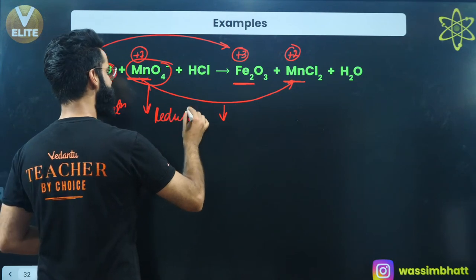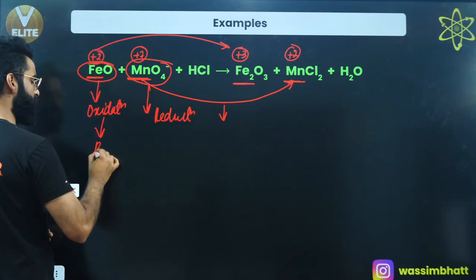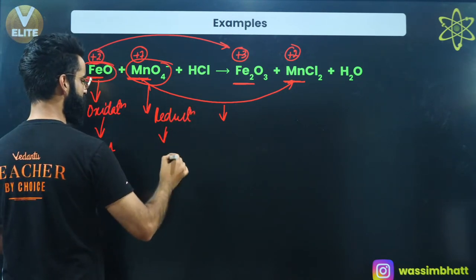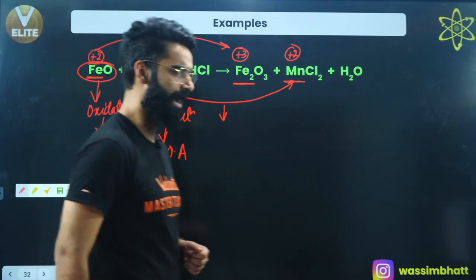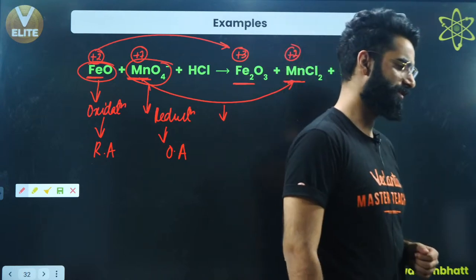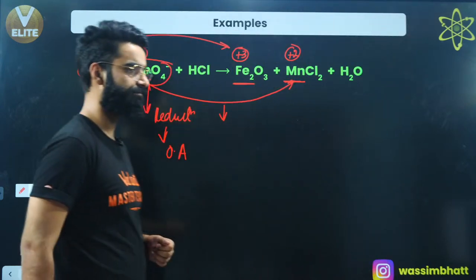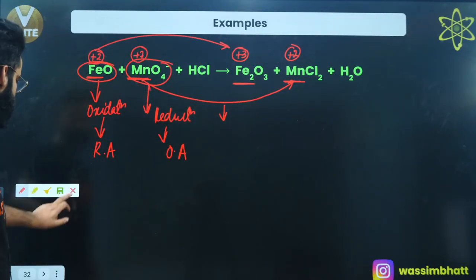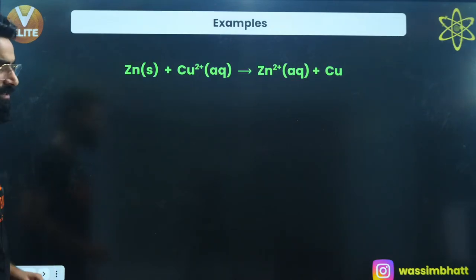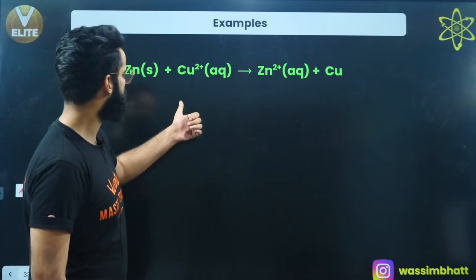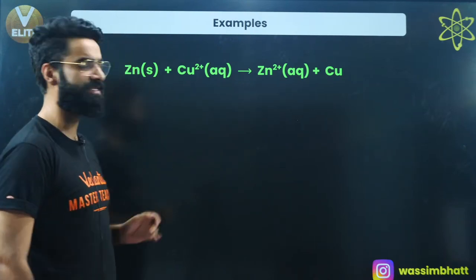And that substance which undergoes oxidation is what we call a reducing agent. And that substance which undergoes reduction is what we call an oxidizing agent. So one among the two is the oxidizing agent and one among the two is the reducing agent. I'm sure this is again clear to everyone, right? Okay. Few more examples, right? Zinc plus Cu dipositive gives Zn dipositive plus Cu, right?